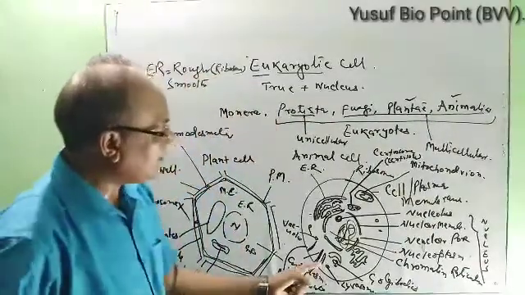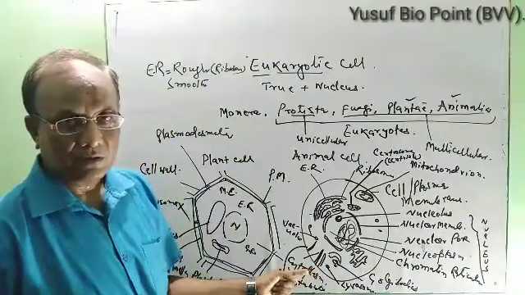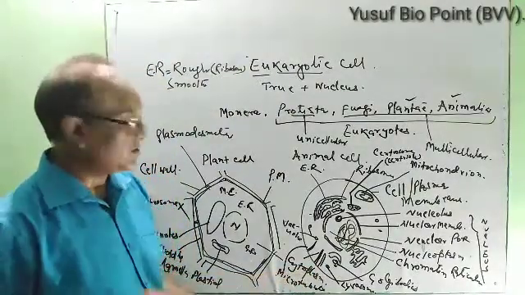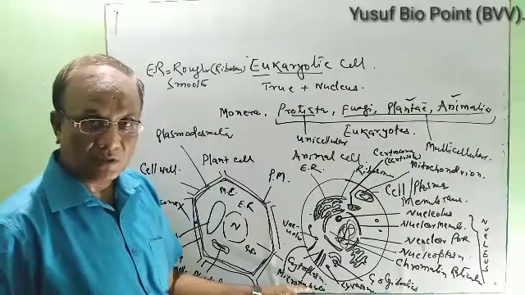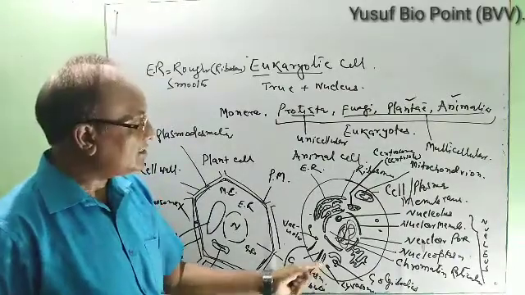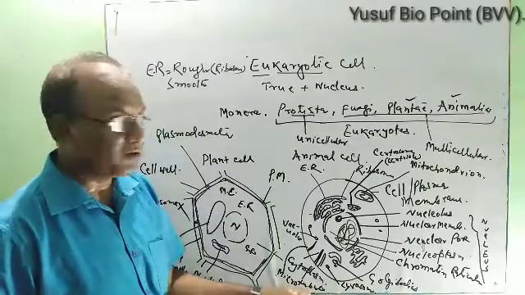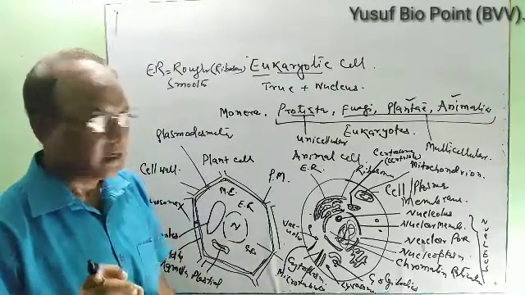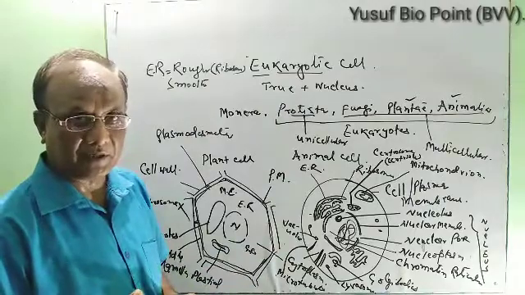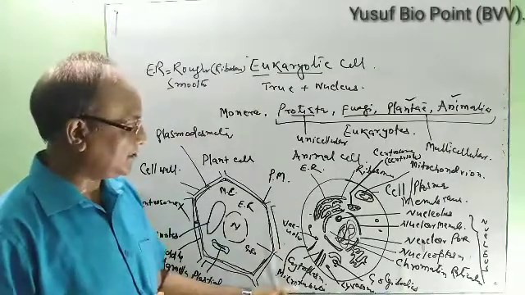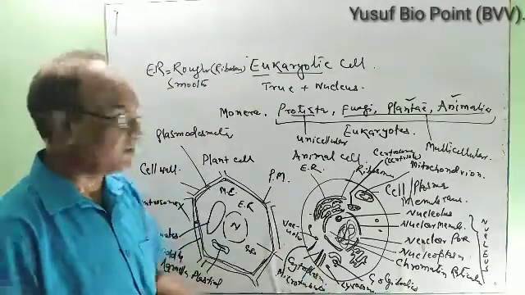If the projections inside are hollow, they are called microtubules. If they are solid, they are called microfilaments. One thing you should know: microtubules and microfilaments are found in that.